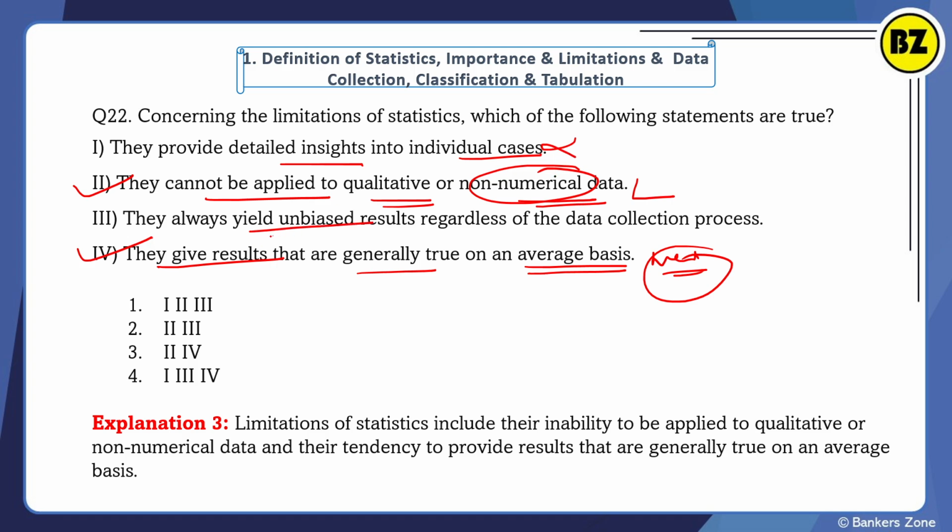Always yield unbiased results regardless of the data collection. If data collection is wrong, how can they give a good result? So if data collection is wrong, the result can be biased. So the third option is the most accurate.